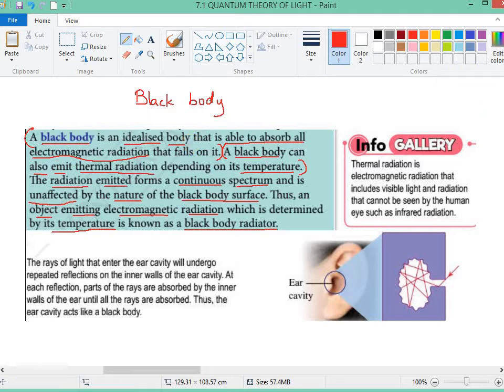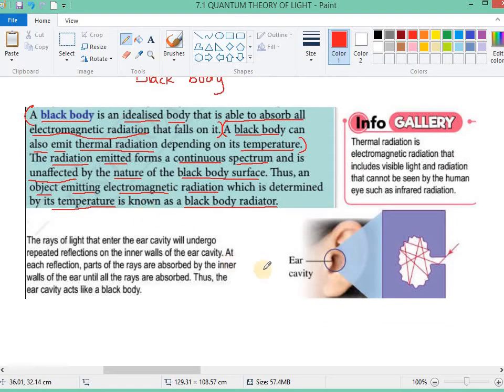So, for example, what is it that we can say is like a black body? This ear cavity. We say that the ear cavity is like a black body. Why? Because the ray of light that enters the ear cavity will undergo repeated reflection on the inner wall of the ear cavity. At each reflection, part of the ray is absorbed by the inner wall of the ear until all the rays are absorbed. Thus, the ear cavity acts like a black body.